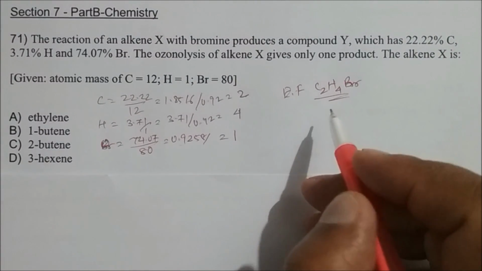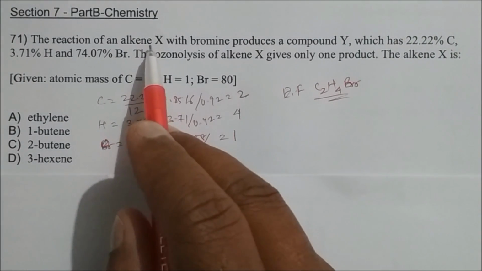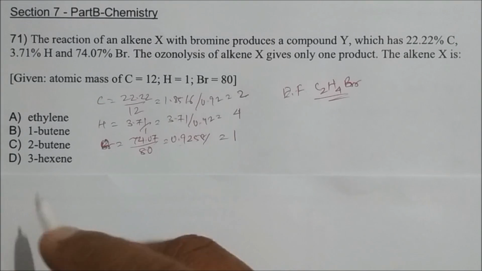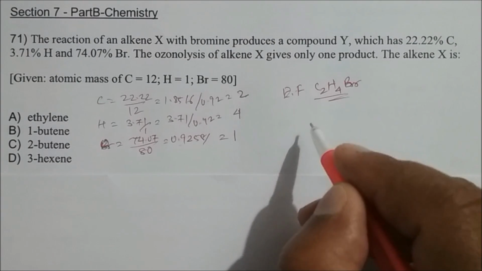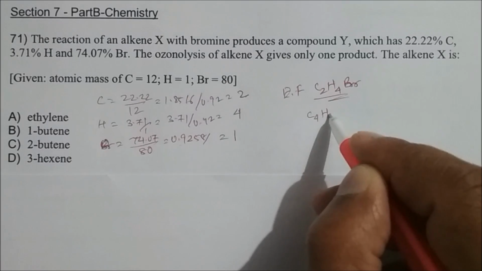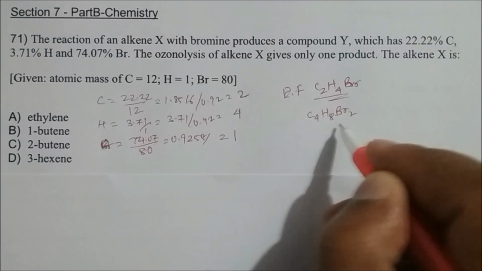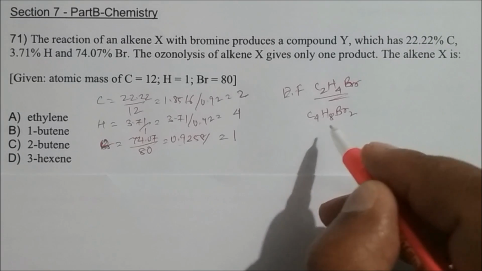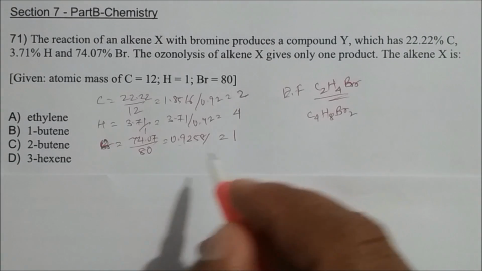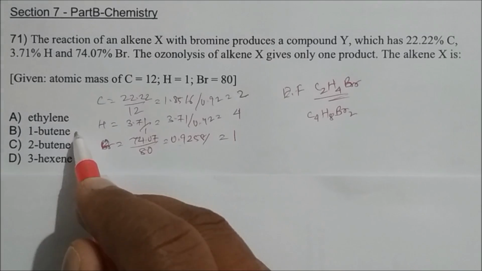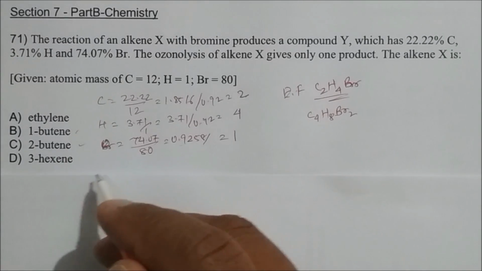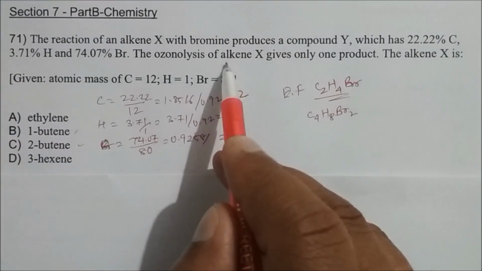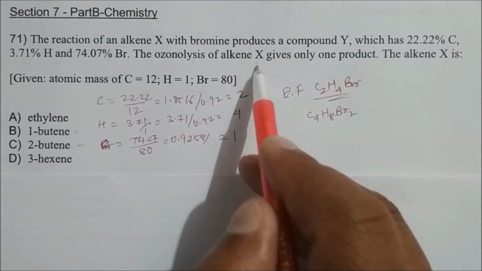So we have to take the nearest alkene, and you have to see the options. So C2H4, if you make it double, becomes C4H8Br2. So there are 2 bromines, and the maximum is C4. So C4 means butene, and definitely 1-butene is not possible, only 2-butene is possible, because you have to see one option: if you do the ozonolysis of the alkene, we will get one product.